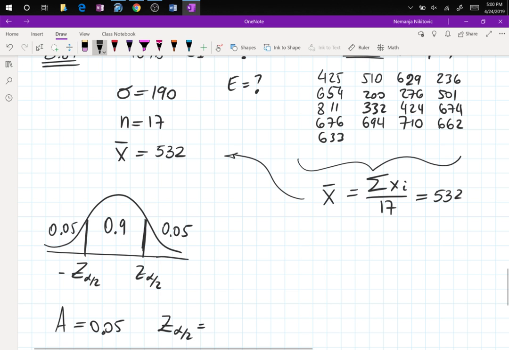0.05. Here is another situation when they are evenly spaced, right? 0.5, 0.5, 0.495, they're evenly spaced. So we take the average, that's going to be negative 1.645.